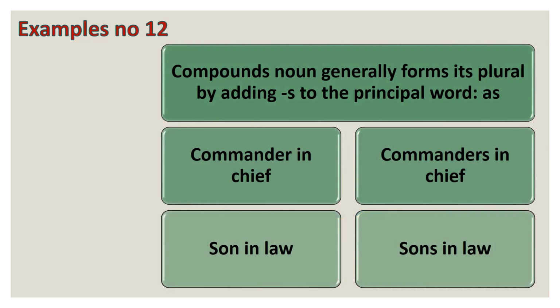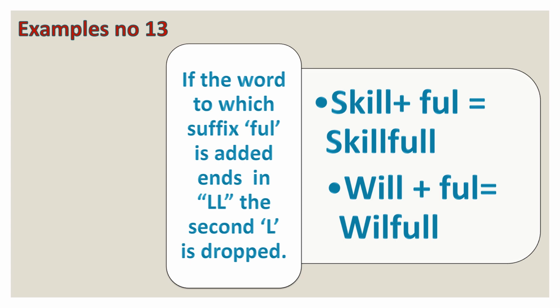Number 12. A compound noun generally forms its plural by adding s to the principal word, as commander-in-chief, commanders-in-chief, son-in-law, sons-in-law. Number 13. If the word to which the suffix full is added ends in double L, the second L is dropped, like skill. When we add the suffix full, we drop an L and it will become skillful. Will. When we add full, we drop one L and it will become willful.